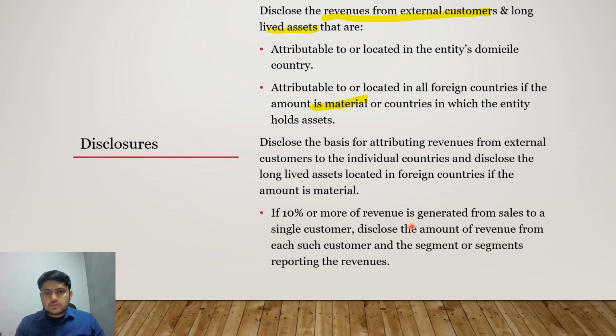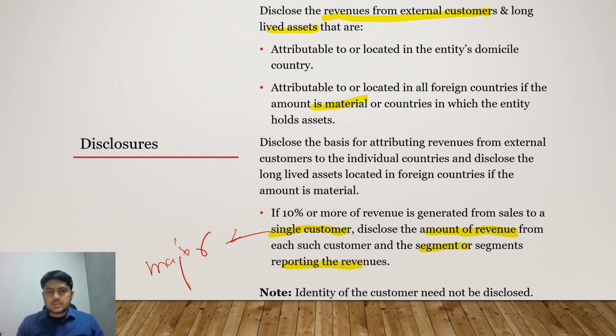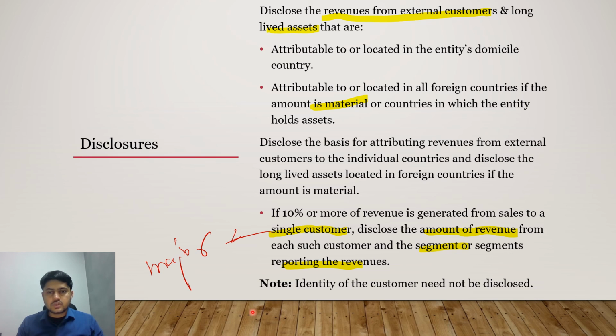If 10% or more of the revenue is generated from sales to a single customer, it is considered a major customer. So if 10% or more of revenue is generated from a single customer, it is considered a major customer, and the amount of revenue from each such customer and the segment or segments reporting the revenue should be disclosed, but the identity of the customer need not be disclosed. So you do not need to disclose the identity of the customer.